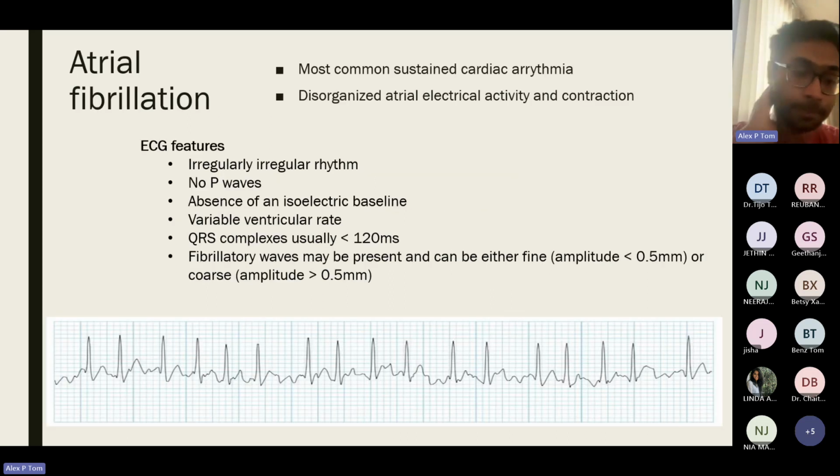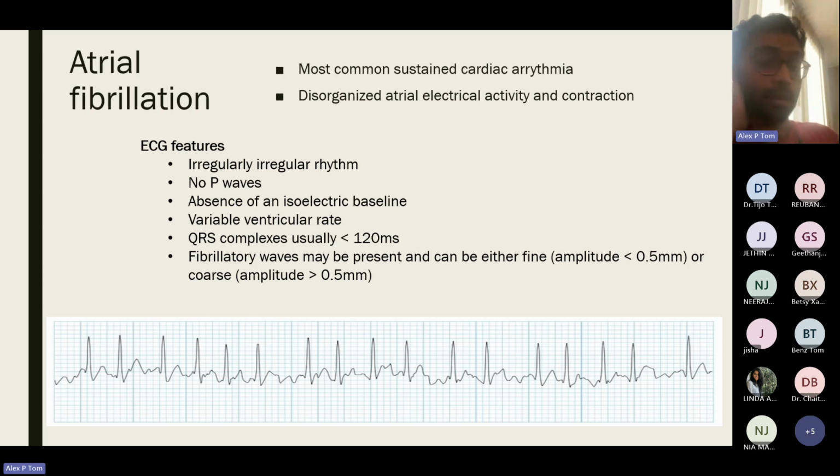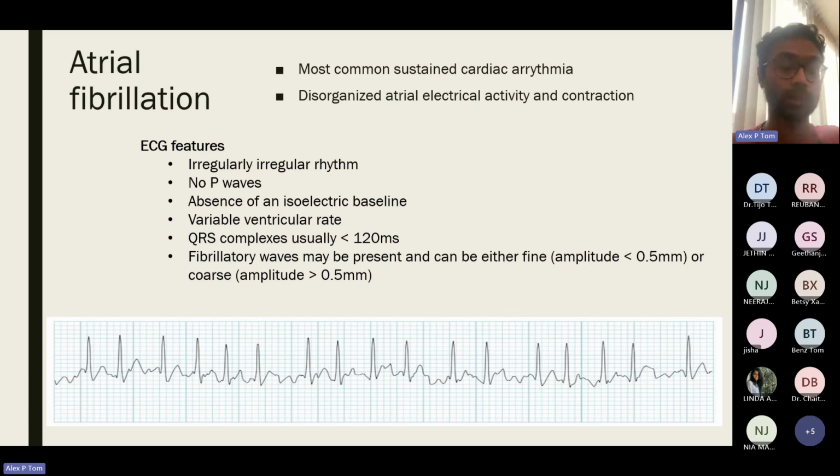Next is atrial fibrillation. If you look at the ECG here, you can see that there are so many abnormal, irregular structures in between the QRS complexes. So those are fibrillatory waves. So the atria is not exactly contracting. It's not a proper P wave, it's not a proper impulse, but it's just fibrillating. There are multiple wavelets causing this. So you can see the fibrillatory waves, and then you can see the normal QRS complexes, but very irregular.